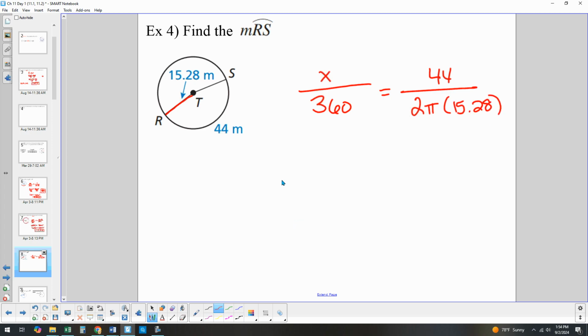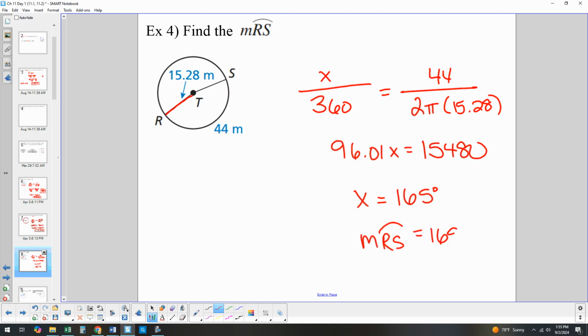And now I'll cross multiply. So 2 times pi times 15.28 times x is about 96.01x. And 44 times 360 is 15,840. Divide that by that 96.01, and we get 164.98, so we'll say 165 degrees because we rounded to get that. So the measure of arc RS is 165 degrees.